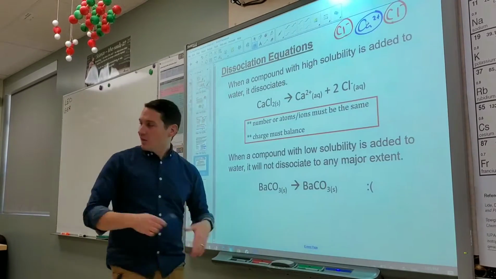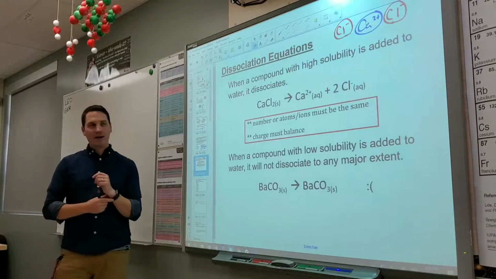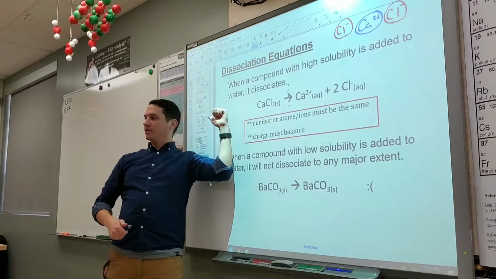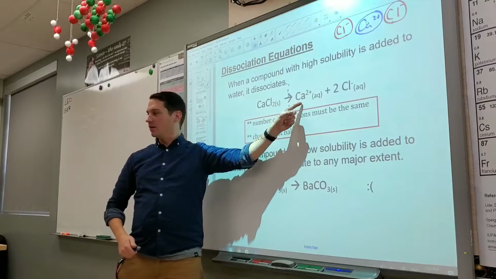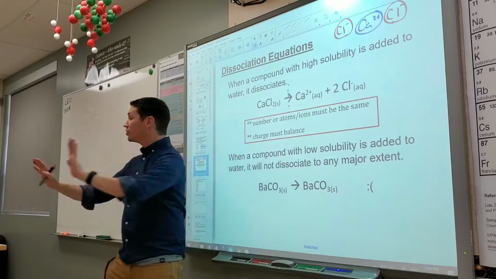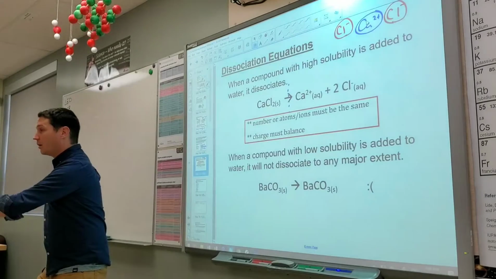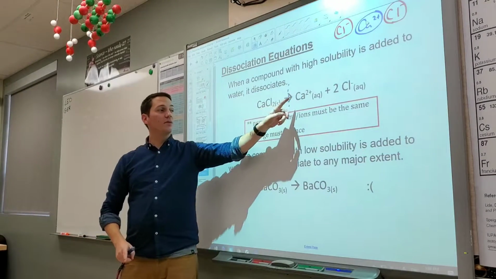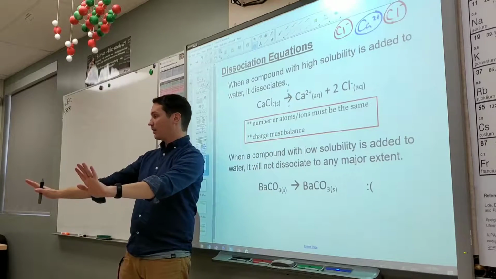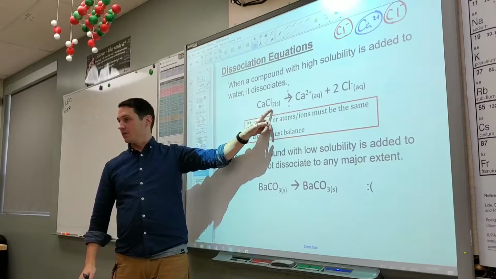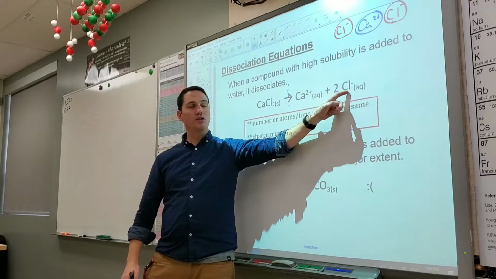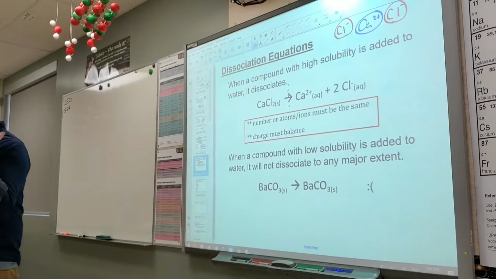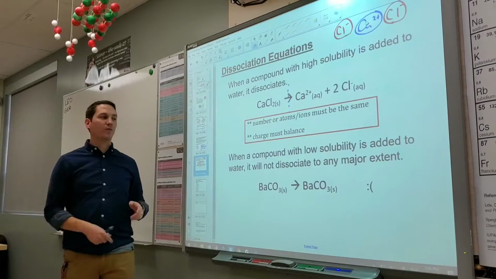So let's see if this obeys the law of conservation of mass. How many calciums on this side of the reaction? One. How many over here? One. It's got a 2+ charge, but there's still only one of them, right? So one calcium. Are we okay? How many chlorides? Two. Two and two. So this obeys the law of conservation of mass. It obeys our balancing rule that we have.